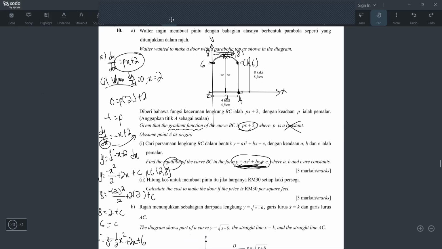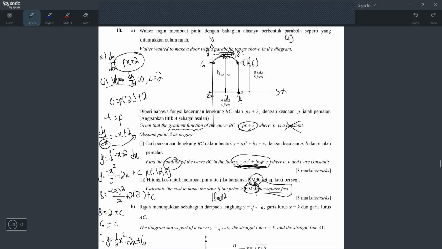Okay, number 2, I think I'll do it here. Let's read the question first. Calculate the cost to make the door if the price is RM30 per square feet. Hitung kos untuk membuat pintu jika harganya adalah RM30 setiap kaki persegi. So what does per square feet mean? It means 1 square foot, the price is 30 ringgit. Do you understand what I mean? RM30 per square feet means the cost to make 1 square foot of door is 30 ringgit.